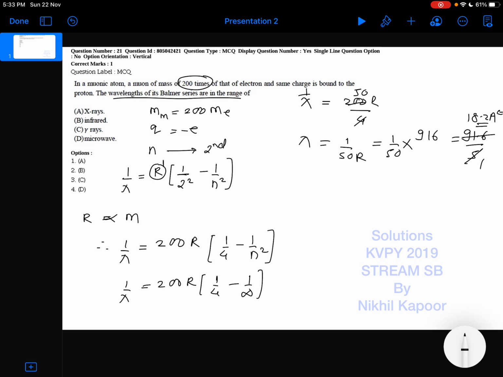While this particular wavelength range, microwaves have very large wavelength, gamma rays have very short wavelength, so obviously the range appears in X-rays. So the correct answer to this question is A.